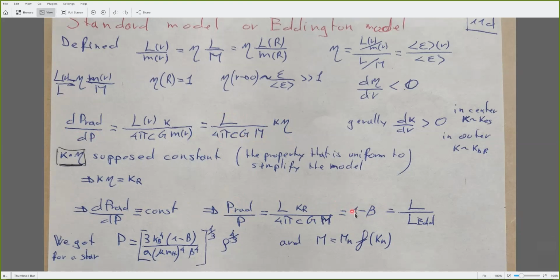This ratio is 1 minus beta, as we defined earlier. Beta is the ratio between the gas pressure and the total pressure. But this is also the ratio between luminosity and the Eddington luminosity.